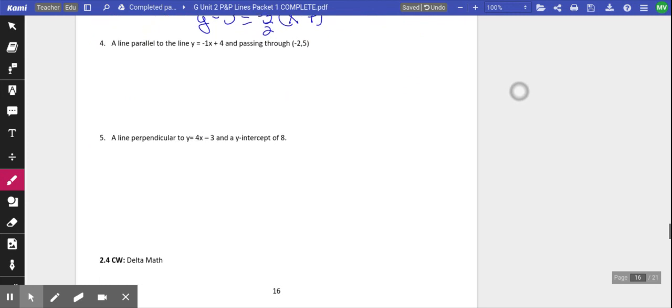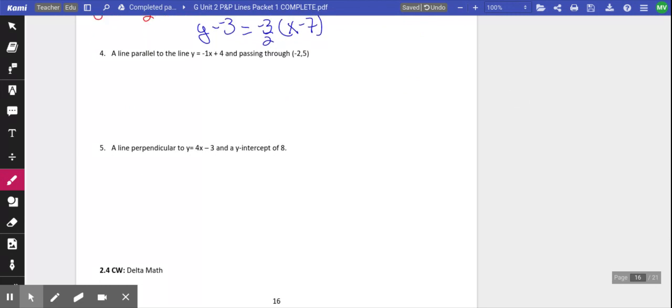Now we have 2 more practice problems to do. And this is using the idea of parallel. So a line is parallel to the equation y equals -1x plus 4, passing through -2, 5. So we need to remember that parallel lines have the same slope. So what is the slope of y equals -1x plus 4? Hopefully you remembered that the slope is always the number in front of the x. So my slope is -1.